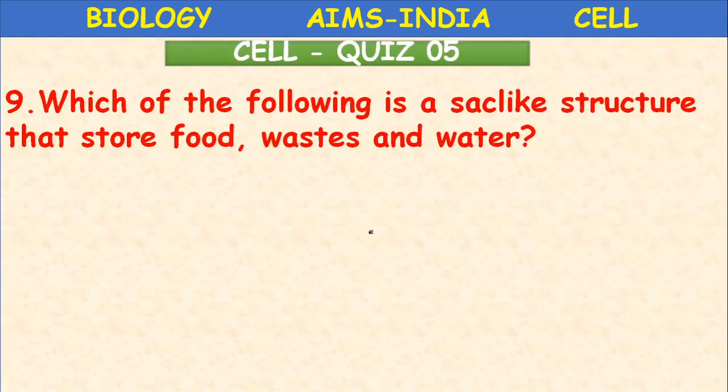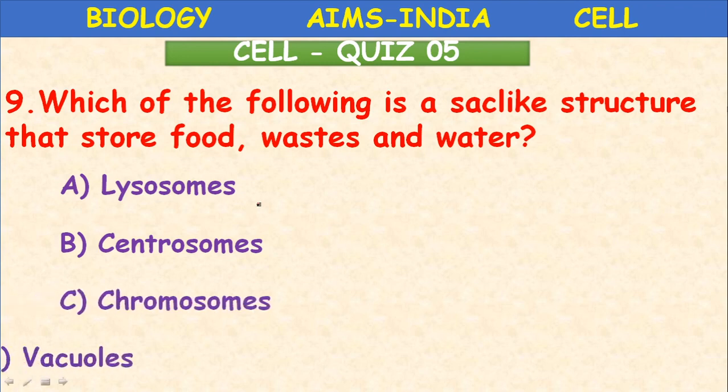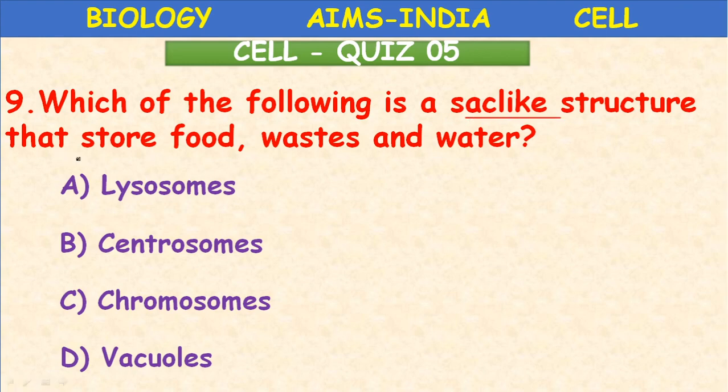Which of the following is a sac-like structure that stores food, wastes and water? Lysosomes, centrosomes, chromosomes, vacuoles. Which of the following are sac-like structures that store food, wastes and water?